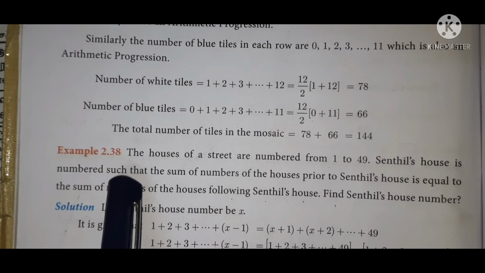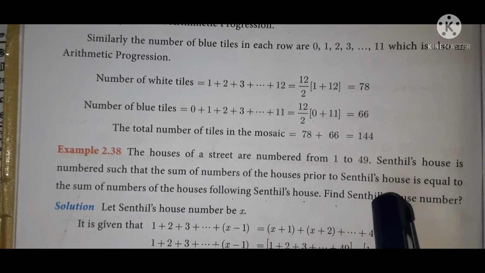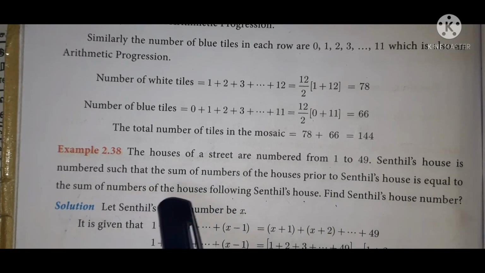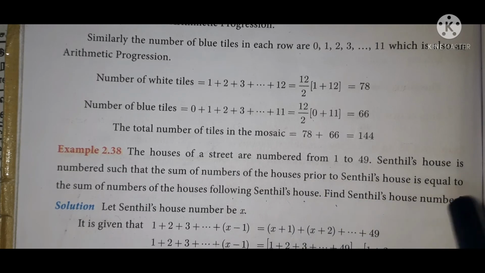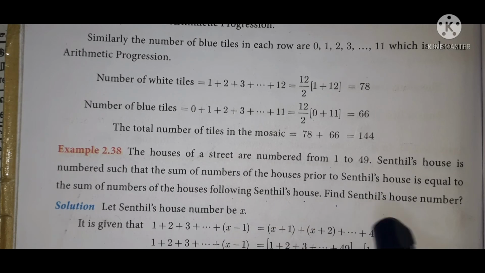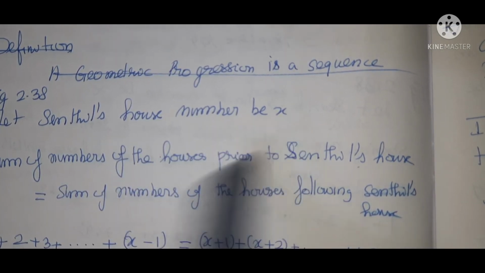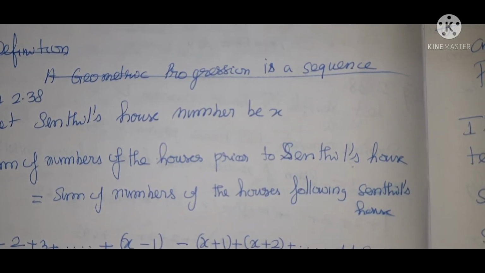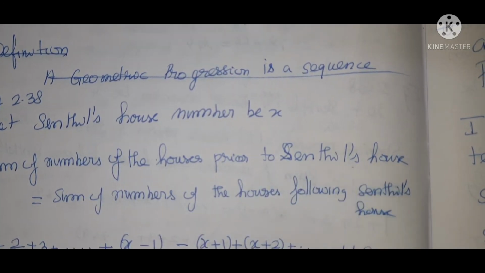Example number 2.38. The houses of a street are numbered from 1 to 49. Senthil's house is numbered such that the sum of the numbers of the houses prior to Senthil's house is equal to the sum of the numbers of houses following Senthil's house. Find Senthil's house number. Let Senthil's house number be x. Total number of houses in the street is 49. Sum of the numbers of the houses prior to Senthil's house is equal to the sum of the numbers of the houses following Senthil's house.